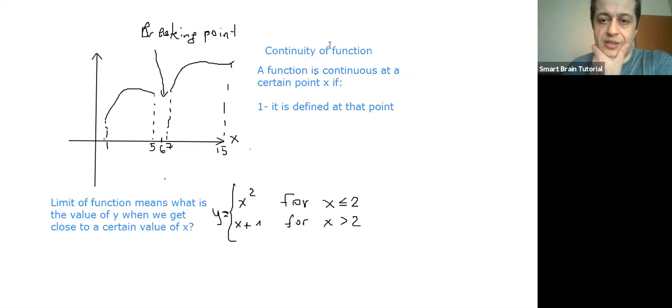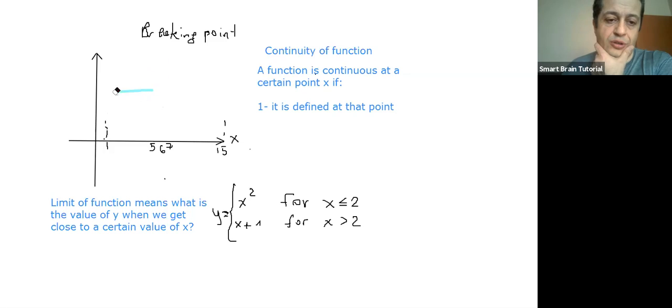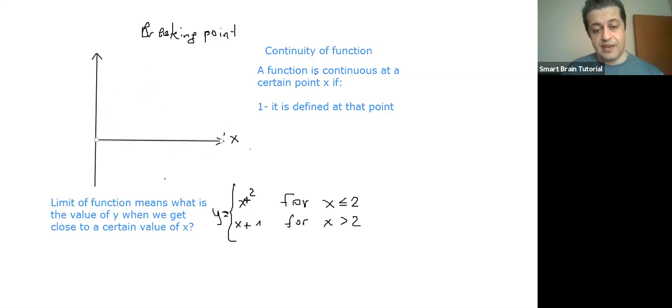Okay. I wanted to delete only this graph because I want to draw the correct graph of our function. So I want to draw this function here, x squared for x smaller than 2. So we can find the correct values by making a table and giving some values to the first function.